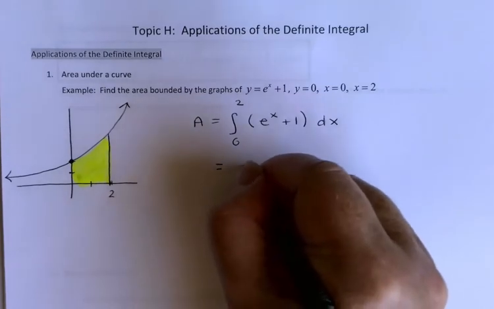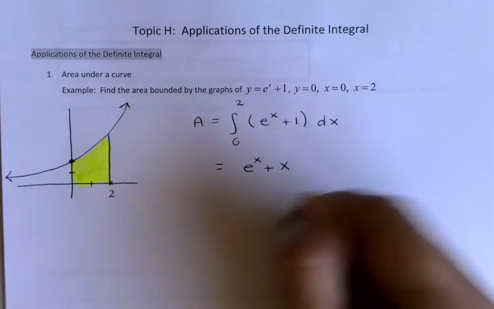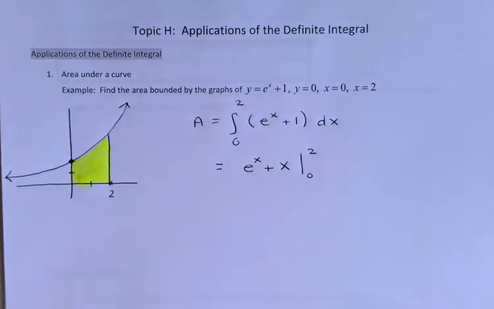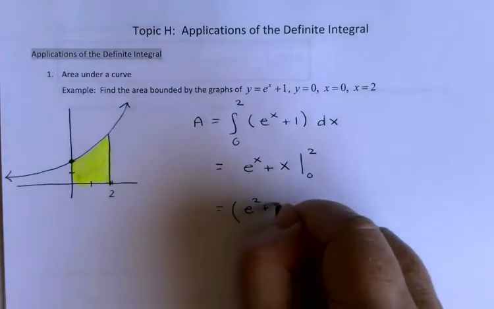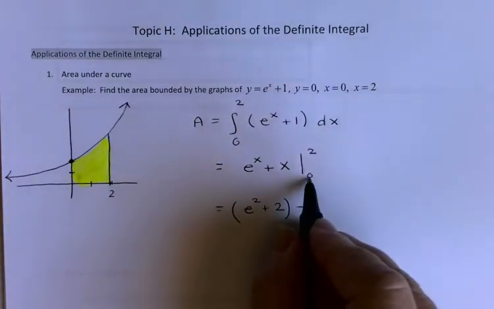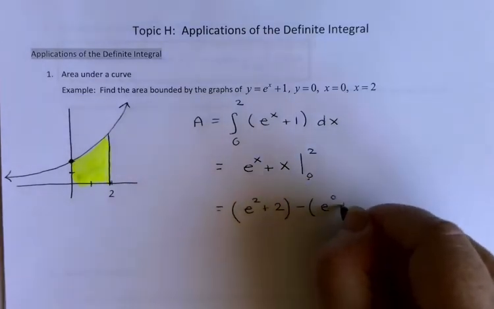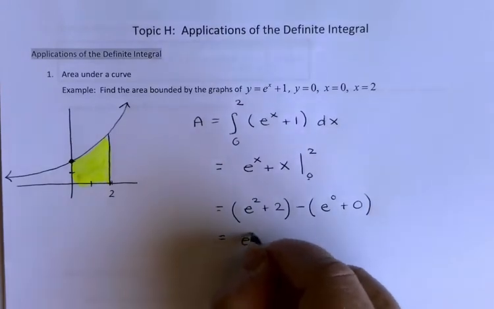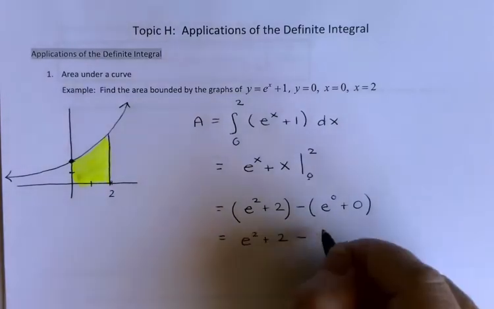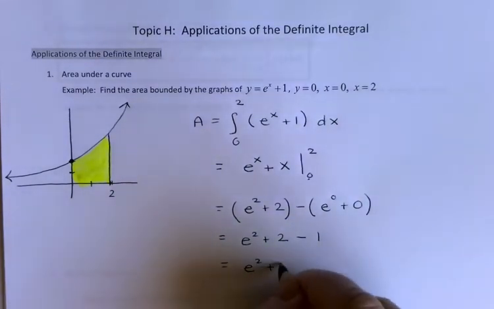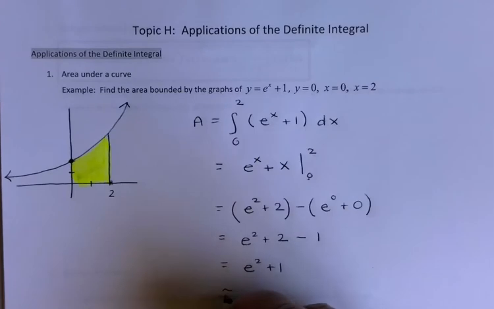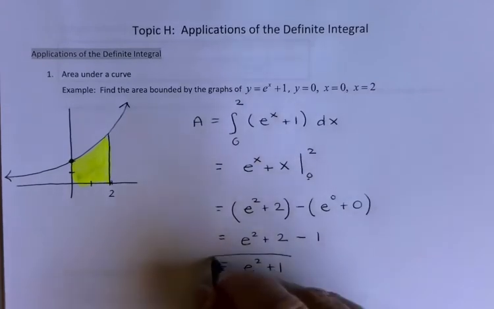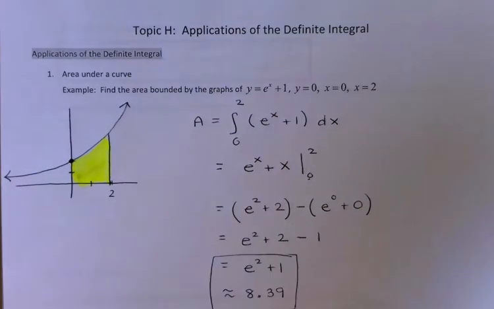The antiderivative of e to the x is still e to the x, plus the antiderivative of 1 is x, from 0 to 2. Plugging in the top value first, I'd have e squared plus 2, subtract, and now I have to plug in the 0, e to the 0 plus 0. So that's e squared plus 2 minus e to the 0, which is 1. An exact answer for this would be e squared plus 1. Of course, we could also get a decimal approximation, about 8.39. So, just one example of that because you've seen it quite a bit before.